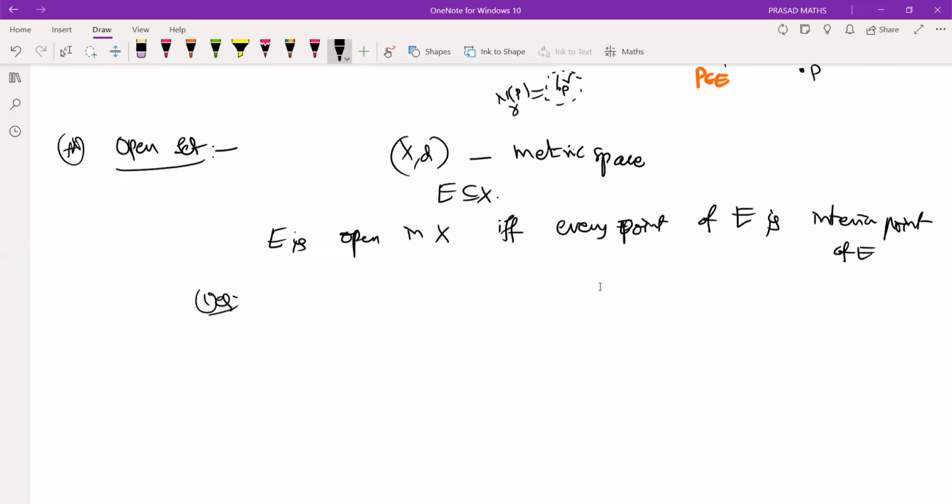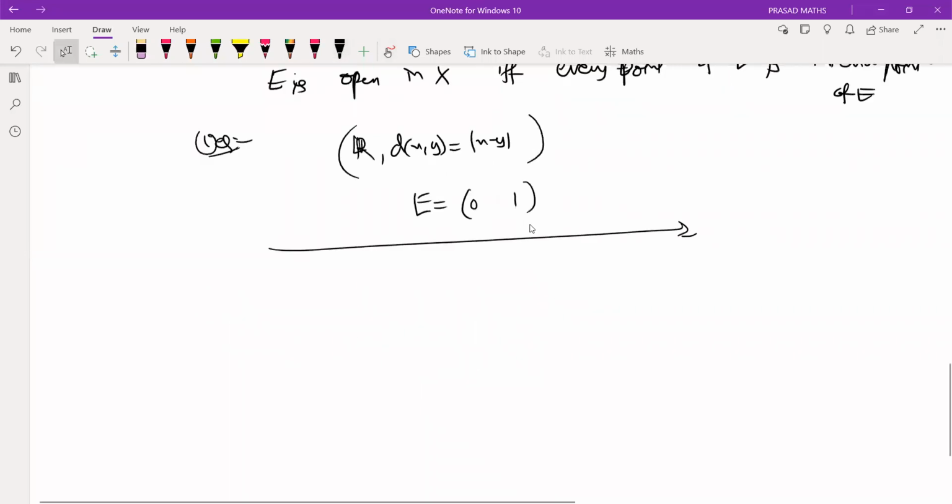Right? So let me give an example. Start with R with respect to the usual metric. Is it open? Yes, 100% open. Why? Because is it an interior point? What is the definition? Every point of E must be an interior point. Take any point of E, that must be an interior point. I don't bother about the points which are outside of the set.